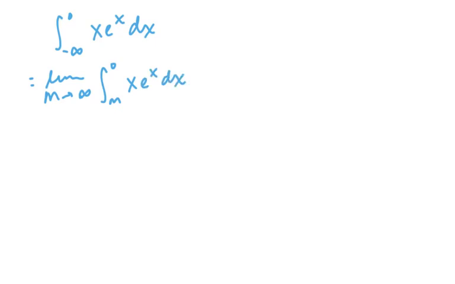Now x e to the x is integration by parts, so let's go ahead and set that up. We have u and v, du and dv. So u is x and dv is e to the x dx. So let's fill it in accordingly. And when u equals x, then du is just dx. And when dv is e to the x, then v is also e to the x.